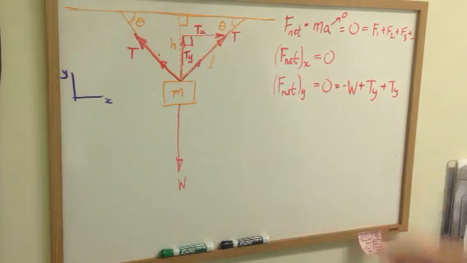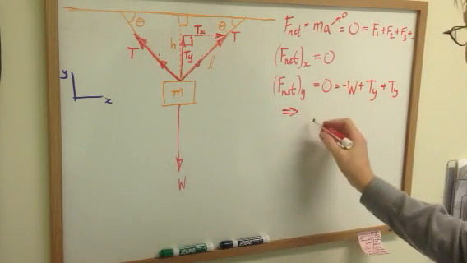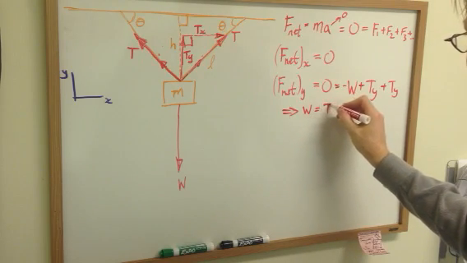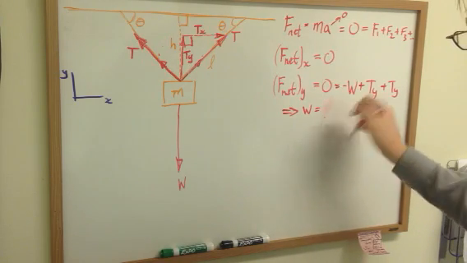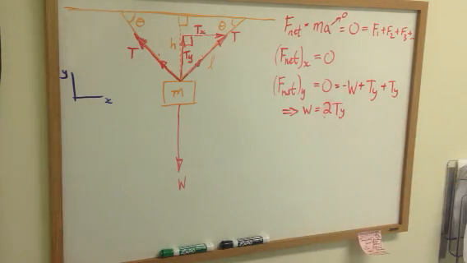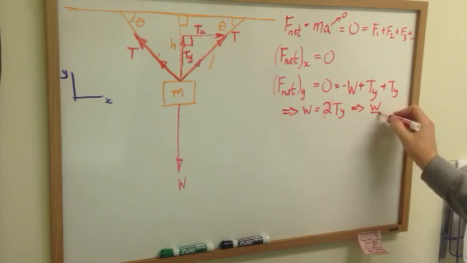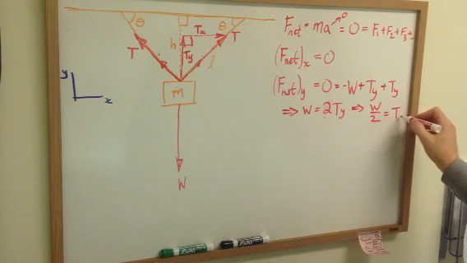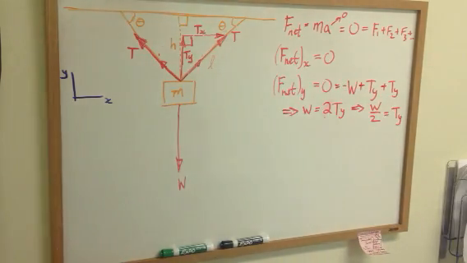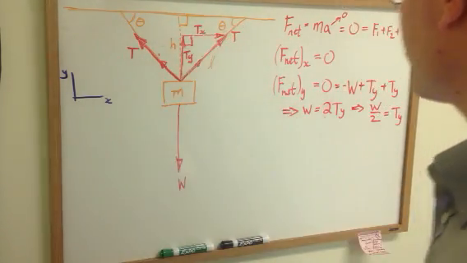Now, I know that's equal to 0. And I know what the weight is. So if I bring the weight over to the left side, I can see that that's equal to 2 times the tension in the vertical direction. If I divide by 2, I know what this vertical tension is. But the question doesn't ask what Ty is, it asks what T is.